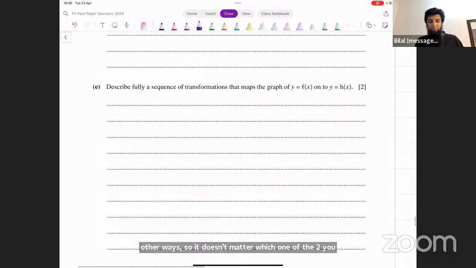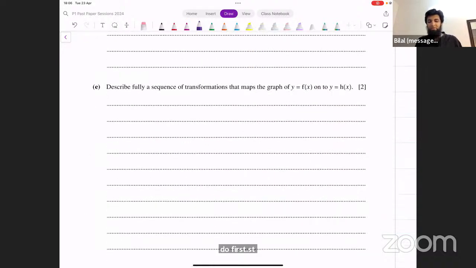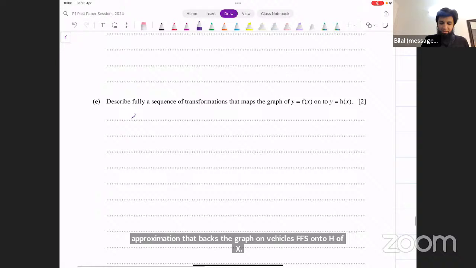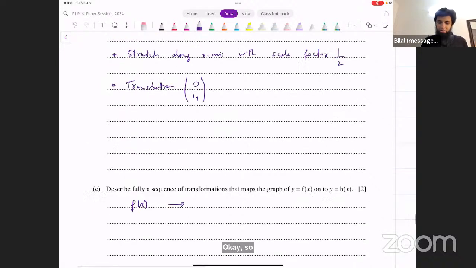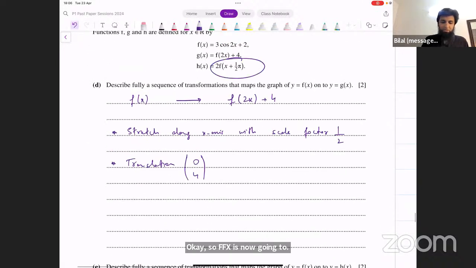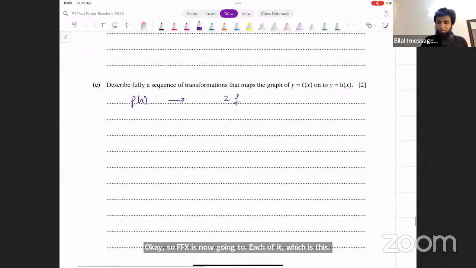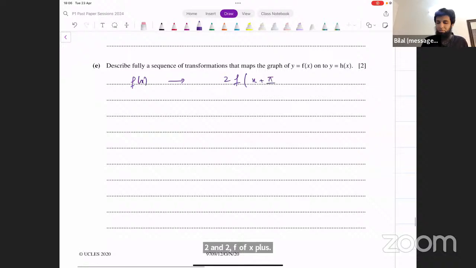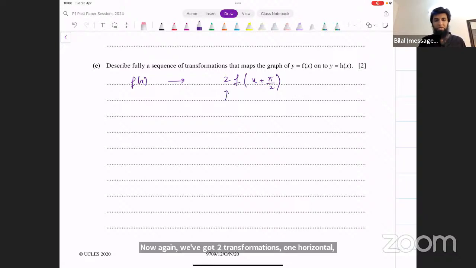Okay, now it says describe fully a sequence of transformations that maps the graph of y equals f of x onto h of x. So f of x is now going to h of x, which is this, 2 into f of x plus pi/2. Now again, we've got 2 transformations, one horizontal, one vertical. So there's something happening outside here, something happening inside here. Multiplication by 2 outside. What does that mean?